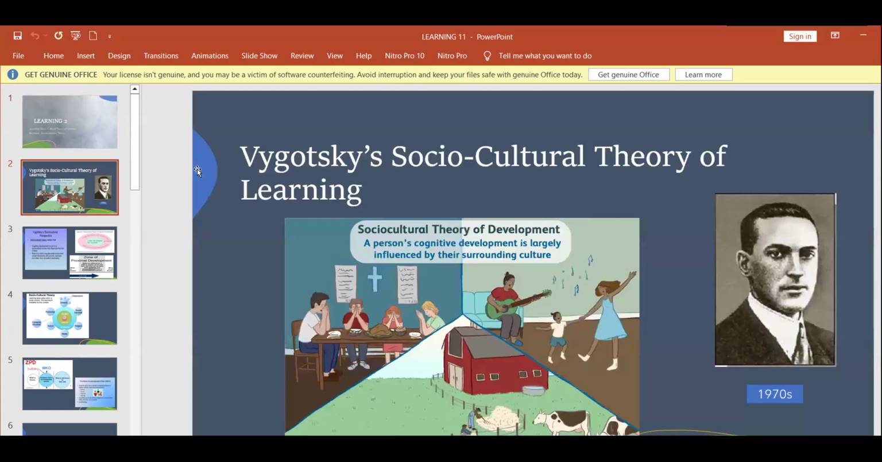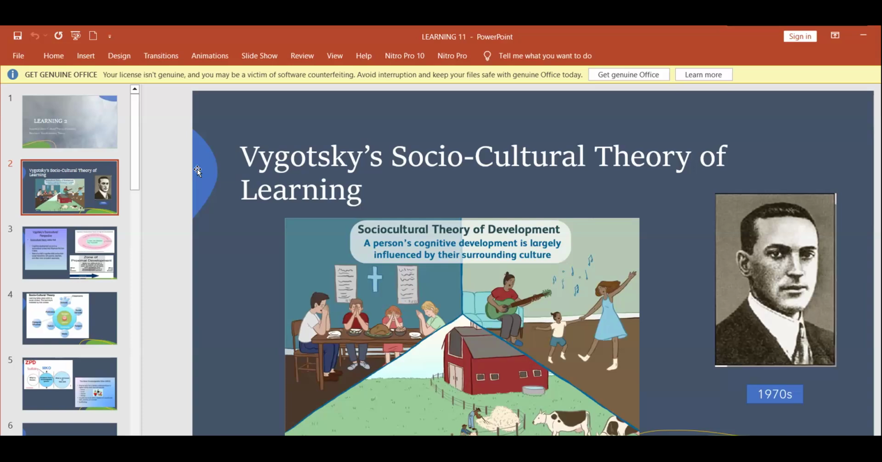Now here, Lev Vygotsky is the name of the psychologist. Lev Vygotsky talks about a learning theory termed the socio-cultural theory of learning. According to Lev Vygotsky, a great amount of learning happens in one's own culture. A great amount of learning is influenced by our surrounding culture. We learn a lot from our culture, from our surroundings.